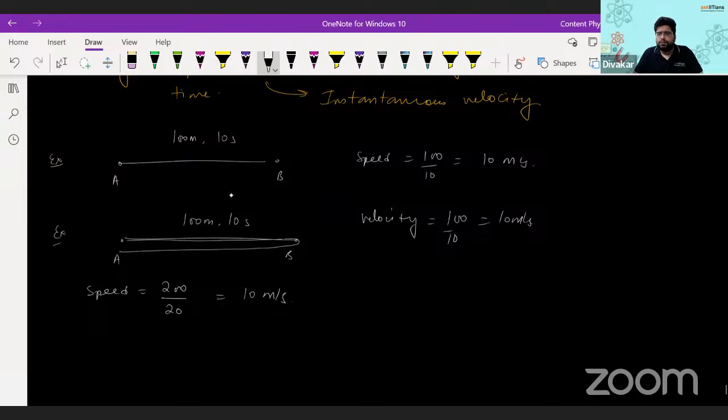But if I ask you velocity, will it be the same? There is a trick now, because velocity is total displacement by total time. So velocity here is 0. Why? Because the total displacement is 0. So average velocity may be equal to average speed in magnitude, or it may not be equal to average speed in magnitude. This is something you need to remember very carefully. And they are equal when it's moving in a straight line and not taking a turn.